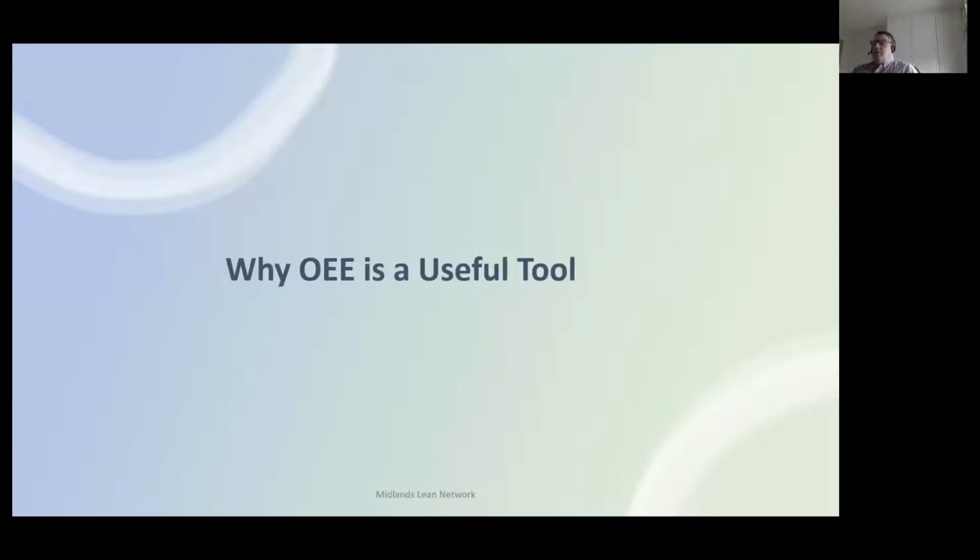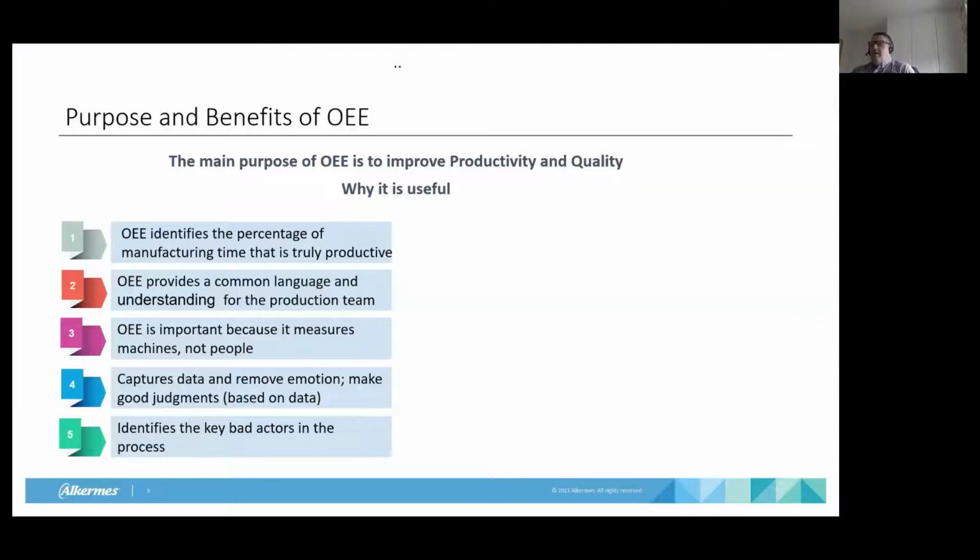Why is OEE a useful tool? Well, OEE identifies the percentage of manufacturing time that is truly productive. OEE provides a common language and understanding for the production team. OEE is important because it measures machines and not people, and that's very important when we talk about operational excellence, because we want to focus on the process rather than people. It captures data and it removes emotion. So we look at data that comes from our OEE, and based on that data, we can make sound business decisions. And it identifies the key bad actors in the process.